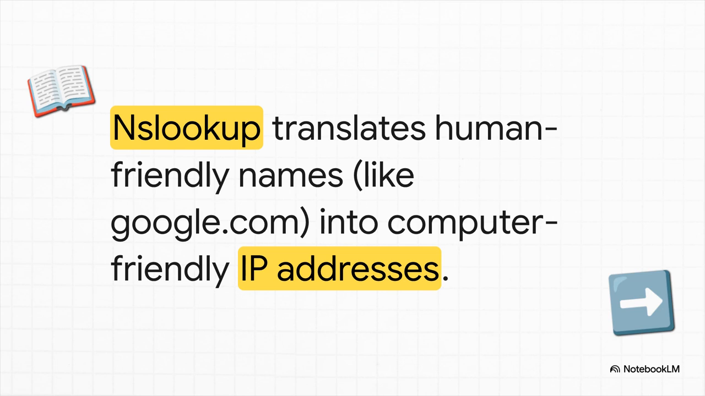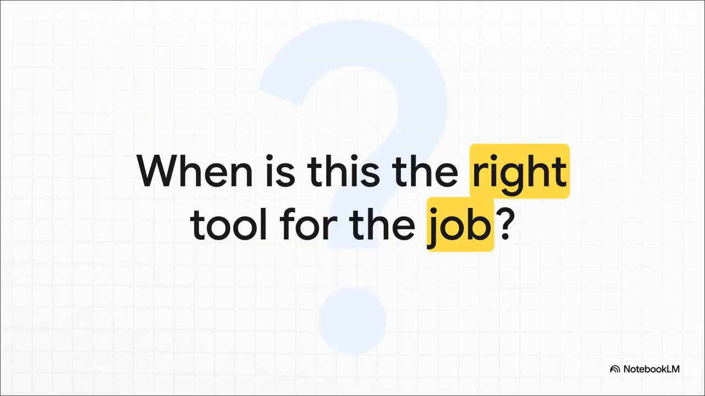See, we humans are great at remembering names, like Google.com, but computers, they only understand numbers, IP addresses. Nslookup is the tool that lets us peek into that phone book, called the DNS, and look up the right number for a name. So when is this the exact tool you need to pull out of the bag? Well, there's a very specific and pretty common scenario where Nslookup is the only thing that can solve the mystery.